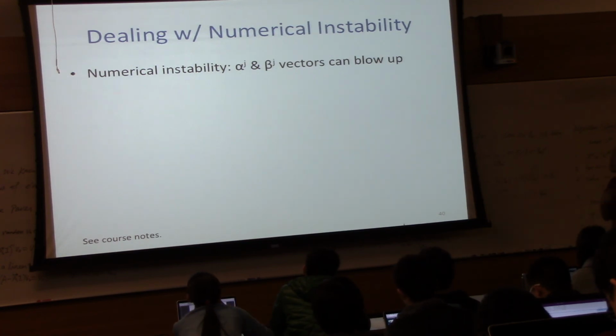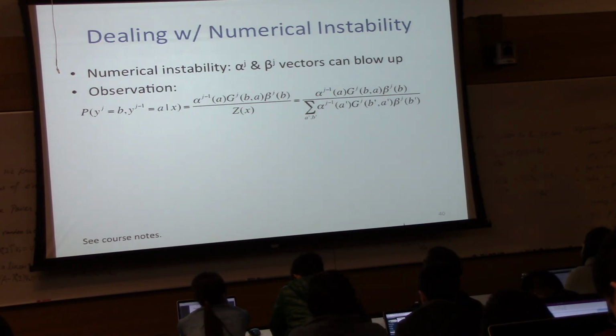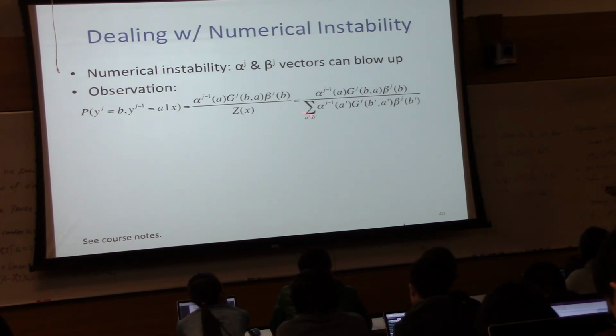Numerical instability issues happen here as well with the alpha and beta vectors. We've dealt with this for the forward algorithm for the HMM homework. And by the way, if you implemented the forward algorithm for the HMM homework using this G matrix notation, you just have to replace the definition of G and you're done. So the code directly translates.